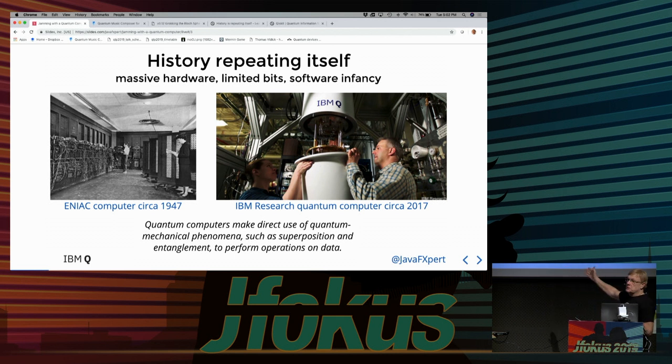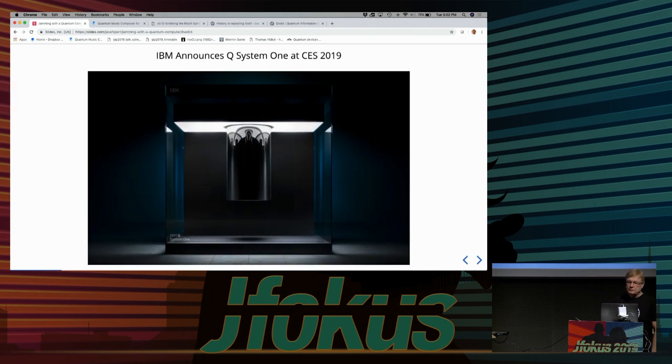So quantum computers, as it shows on the bottom there, make direct use of quantum mechanical phenomena, such as superposition, and I'll talk about what superposition is, and entanglement, and other properties of quantum mechanics like interference, wave pattern interference. It uses those things to operate on data rather than what we're used to, which is classical on and off states. This is an IBM Q System 1 that we unveiled at the Consumer Electronics Show in Las Vegas in 2019.